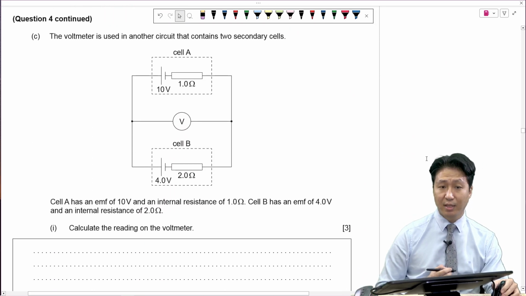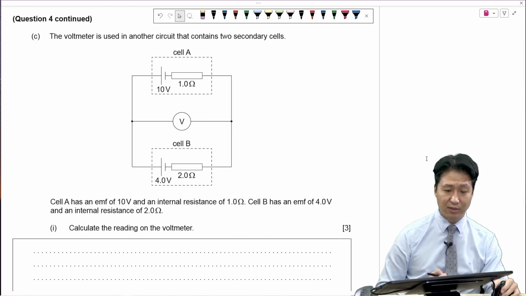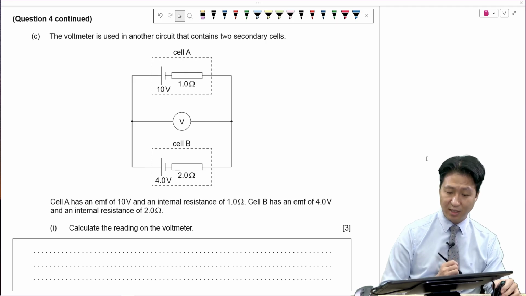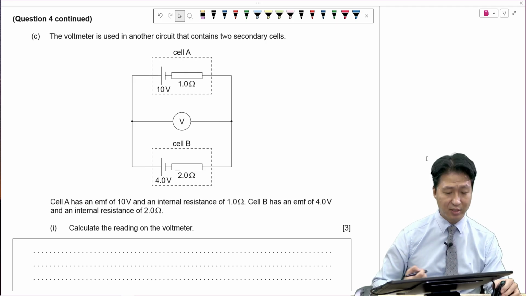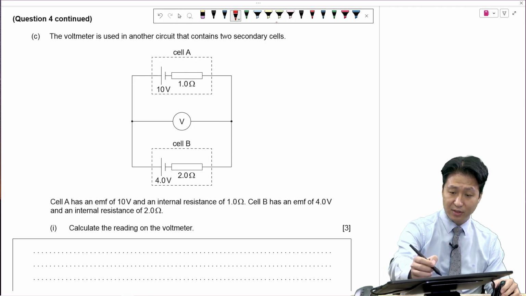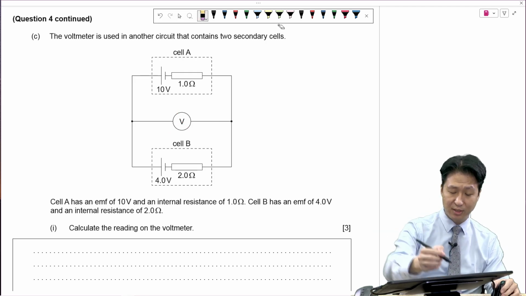Part C. The voltmeter is used in another circuit that contains 2 secondary cells. Cell A has an EMF of 10 volts and an internal resistance of 1 ohm. Cell B has an EMF of 4 volts and an internal resistance of 2 ohms. Calculate the reading in the voltmeter. So, in order to calculate the reading in the voltmeter, you have to use Kirchhoff's law. So, first of all, ignore the voltmeter as part of the circuit. You're just going to go around it.